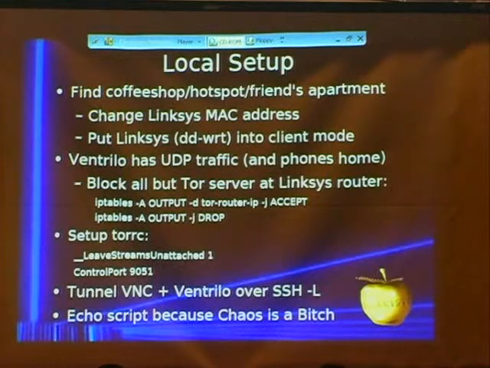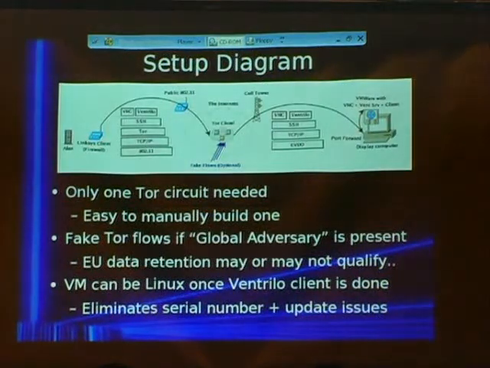These two iptables rules will do that. And then you need to configure your torrc a little bit so you build fast circuits to Tor, so you're not depending on just chance to get you a good link to wherever. And then we tunnel VNC and Ventrilo over ssh -L. There's also a little echo script that lets me know that this thing is still live, printing out times. Okay, so here's the setup diagram, of how all this works.